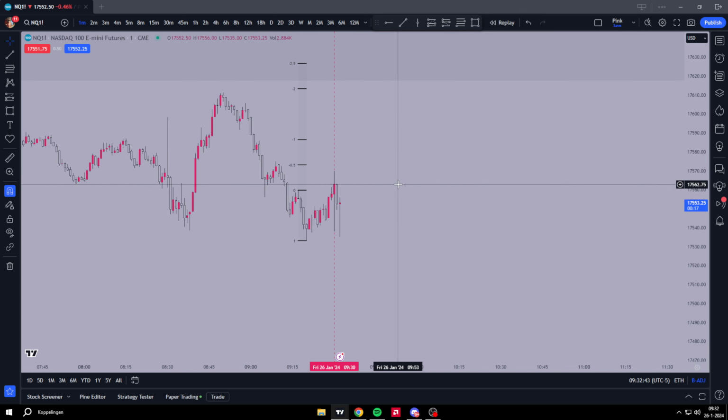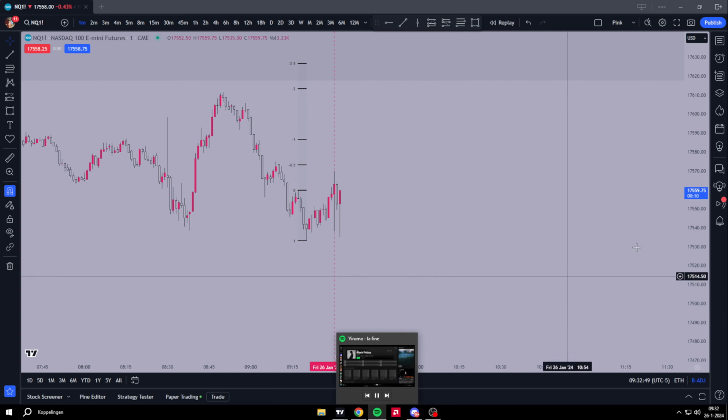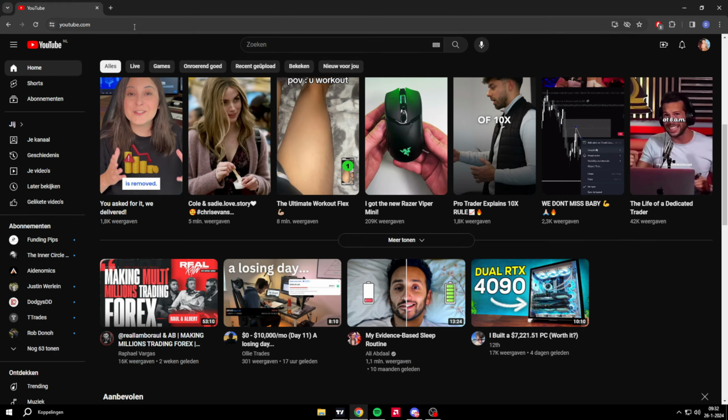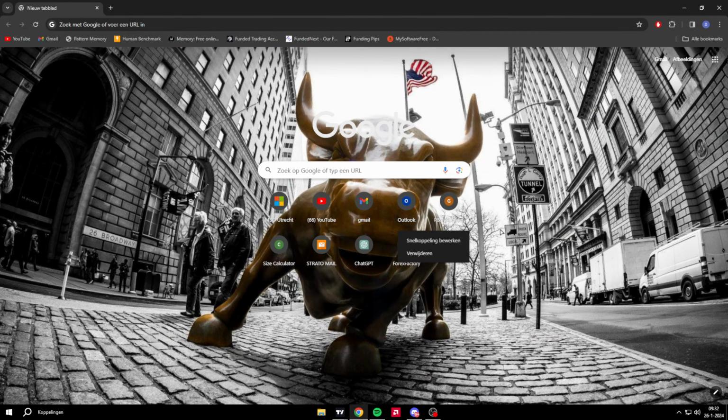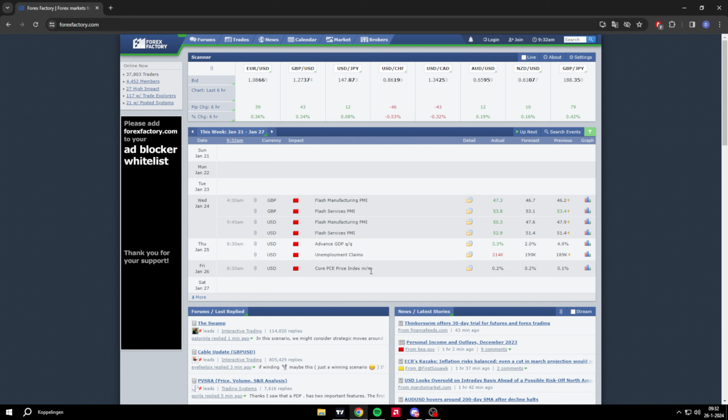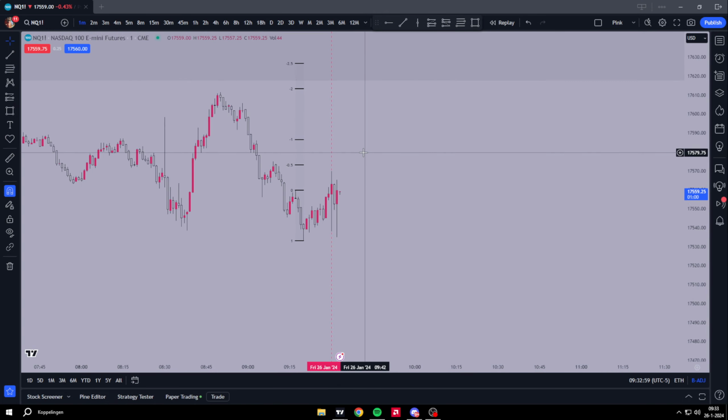Alright. Also, there was news today. I don't even remember, what is it? It's the core PCE price index. It was at 8:30, so it's already released. So again, a big wick does show that we're going to want to be more bullish, also stepping into that wick.